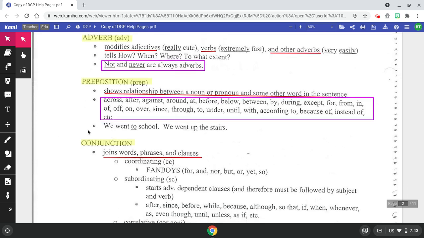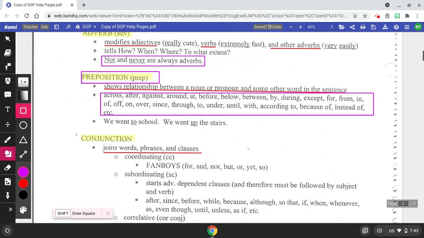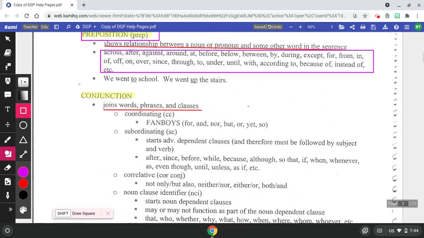Okay, let's see what else is given to us. I guess I could also put a box around this word prepositions just to help remind us, okay? Anyway, next, let's put a box around the word conjunctions. All these words are given to us. We have different types of conjunctions.